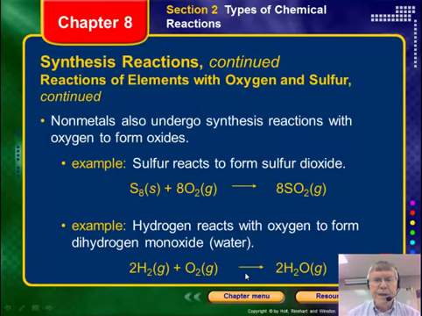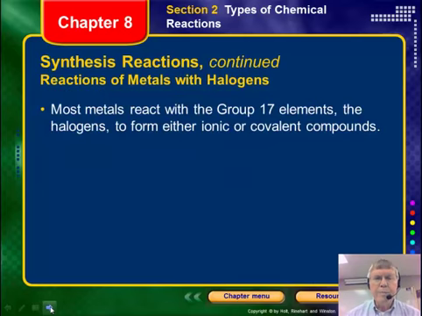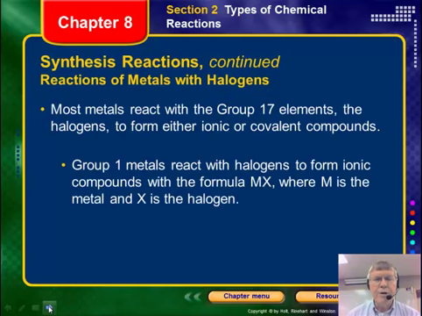This is the reaction for that, and that's exactly as you would expect it. But again, remember, hydrogen, it's above the metals. It acts just like the group 1 metals. You'll notice this is like a group 1 metal oxide, but since hydrogen is not a metal, then we consider it slightly different. Most metals will also react with the halogens, the group 17 elements, to form either ionic or covalent compounds.